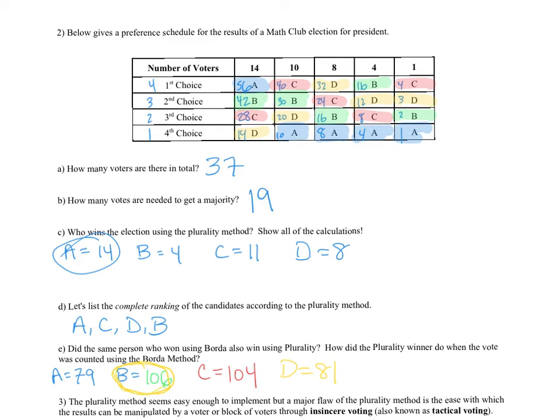Which is different than the winner using plurality. The winner for plurality was A. And so did the same person win? No. And how did the plurality winner do? So the plurality winner was A. Looks like they came in last place when we used Borda. So different winner with Borda. And the plurality winner is last, right? A very different result.